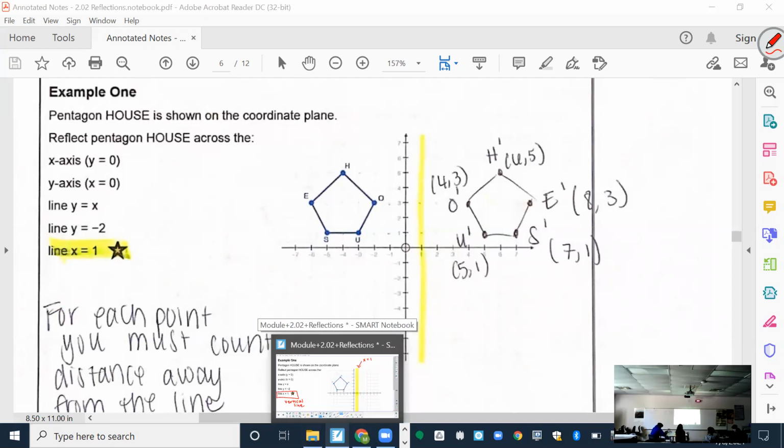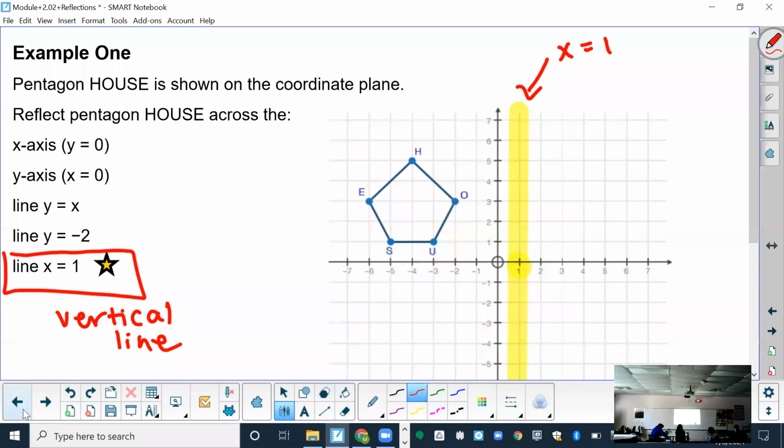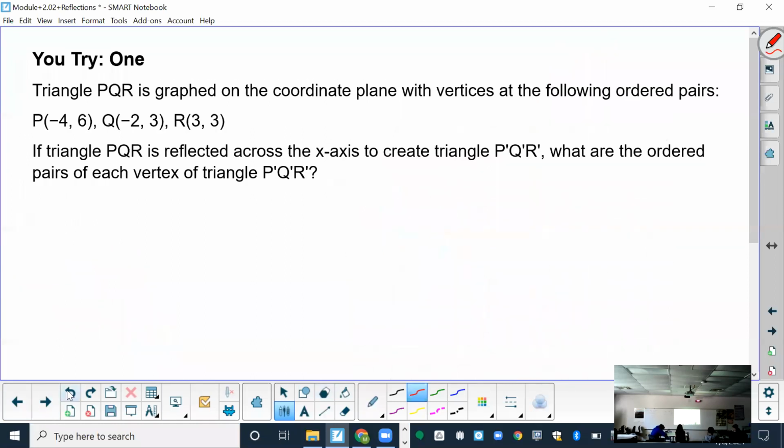All right, so now top of page 7, now we have examples without the coordinate plane. These ones I kind of like better, I don't know why, but we'll try them out. We have the triangle PQR graphed on a coordinate plane with vertices at the following ordered pairs. So I guess it's less having to figure out what the original coordinates were. If triangle PQR is reflected across the x-axis to create triangle P prime, Q prime, R prime, what are the ordered pairs of each vertex in the new triangle?